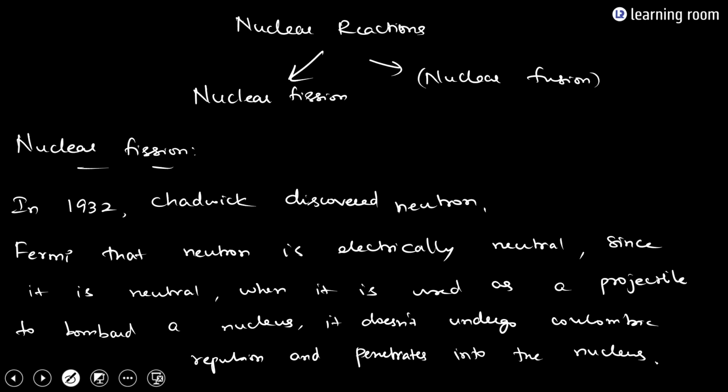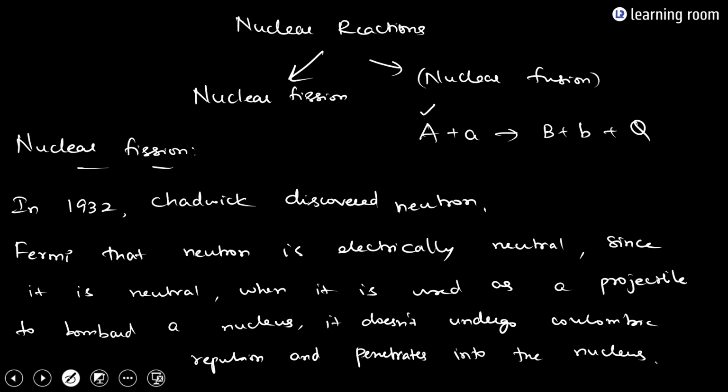If you recollect, what did I discuss in nuclear reaction? Can you tell me the general statement? What is the general equation for a nuclear reaction? We know that capital A plus small a gives you capital B plus small b plus Q.